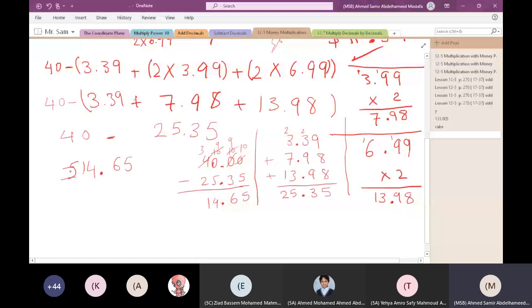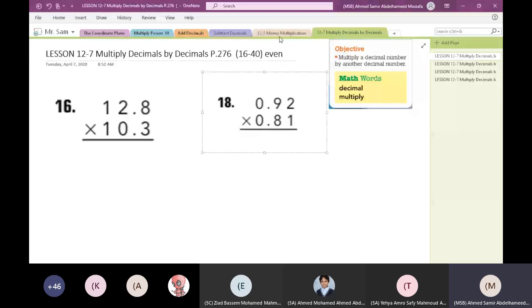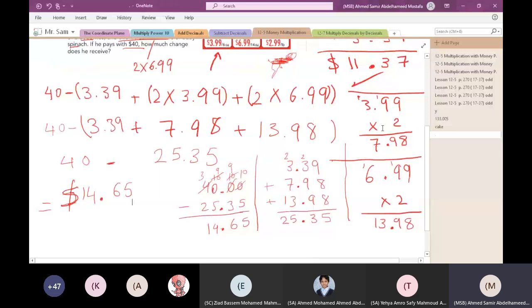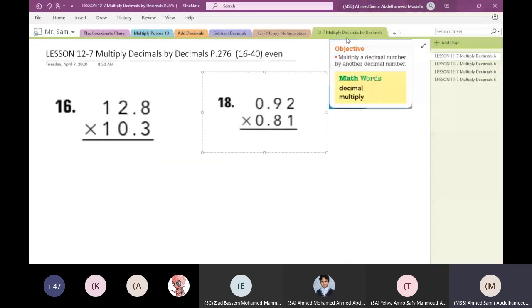We know this part now already. So the remainder for him would be $14.65. So he's getting back $14.65. Now we're starting our lesson here. Lesson 12.7, multiply decimals by decimals. Okay, let me explain this. In the multiplication by a whole number, we were basically multiplying by 2 or by 4 or by 9, only a decimal multiplied by a whole number. But in this question we would be multiplying by a decimal, right? So it's a bit different, because the decimal point would be changed a little bit. So let's see this example.